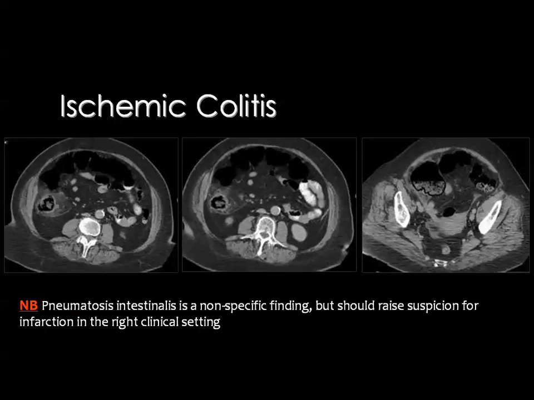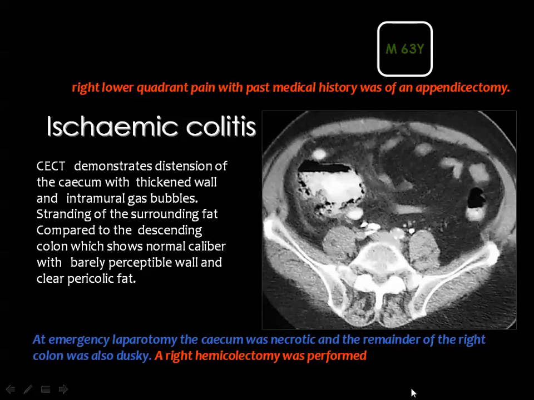But in this condition, the presence of signs of ischemia and vascular compromise should raise the possibility of a gangrenous lesion, which is more hazardous compared to the asymptomatic pneumatosis intestinalis. And here are the ischemic changes with gas in the wall of the cecum in a case of ischemic colitis, and the emergency laparotomy found that the cecum was necrotic, and the rest of the right side of the colon looked to be ischemic, and they decided to perform right hemicolectomy.